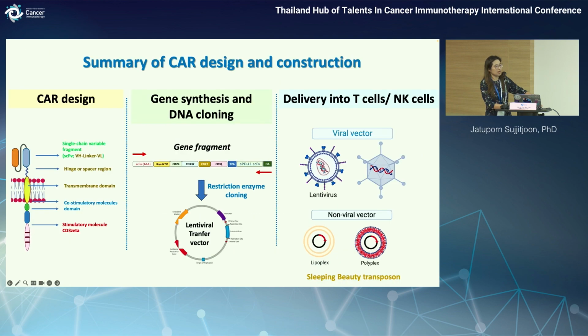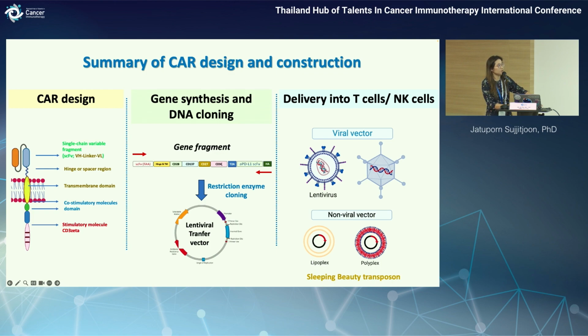Here, I just summarize all about the CAR design. You can use basic techniques, the restriction enzyme cloning technique, to create a CAR construct that we can apply in several ways. We can design our CAR to produce and secrete some proteins, especially immune checkpoint proteins, or secrete some cytokines to finally help improve CAR T cell function.